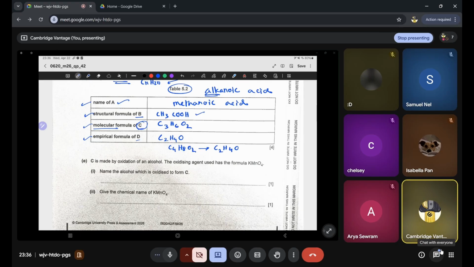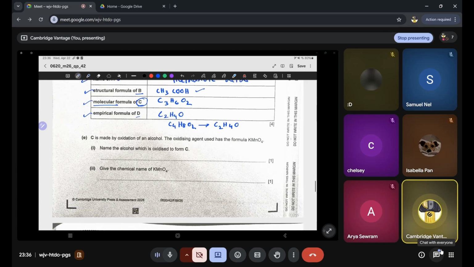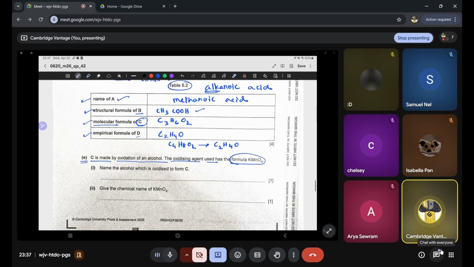No hands. Let's see. So E is asking about this. C is made by oxidation of an alcohol. The oxidizing agent used has the formula KMnO4. So what was C? C was propanoic acid.